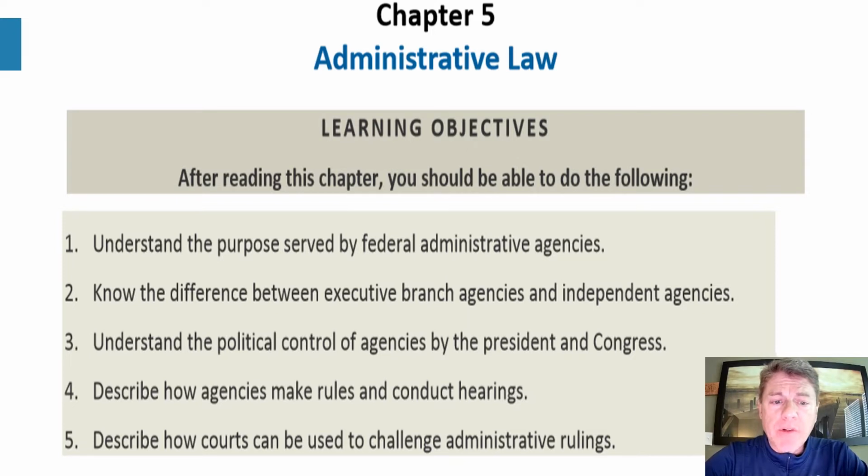I want us to be able to understand the difference between executive branch agencies and independent agencies. We'll talk about the political control of agencies and how it's almost like a tug of war between Congress and the presidency. We'll talk about how agencies make rules, as I just mentioned, and how courts can be used to challenge administrative determinations. So that's the overall focus for Chapter 5, Administrative Law.